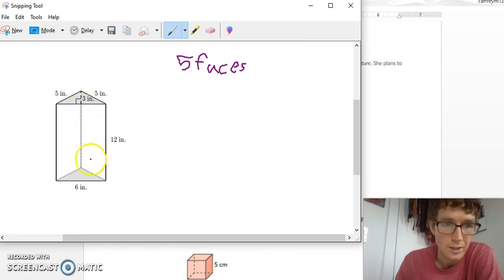So we have a triangle on top and a triangle on bottom. Are those two triangles the same? Yes, they are. That's the definition of a prism, that it has to be the same at the top and the bottom. So we have two equivalent triangles.